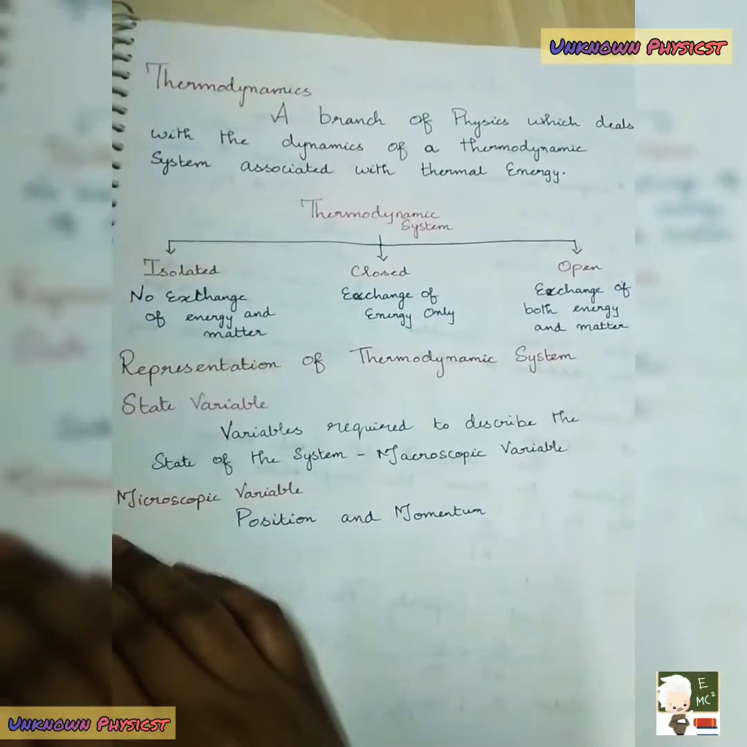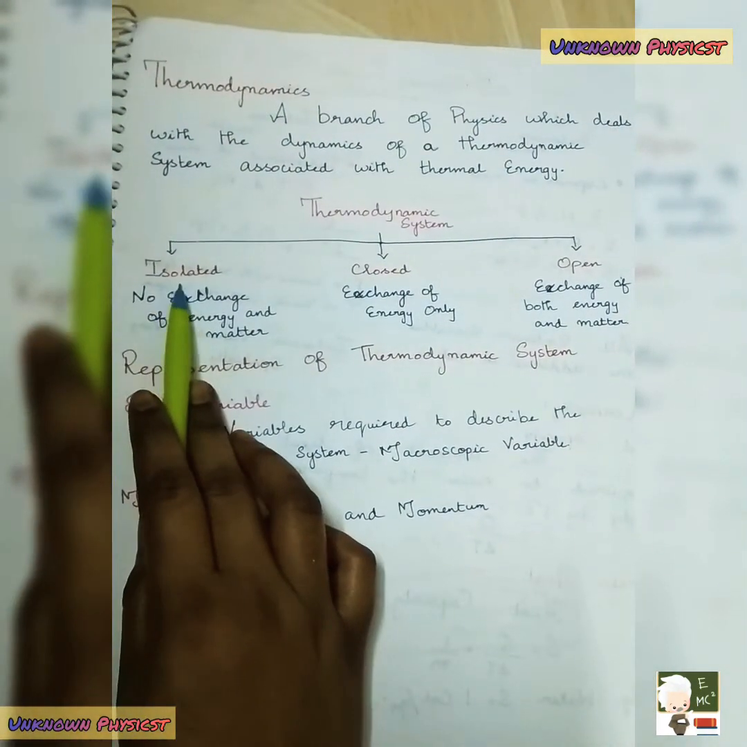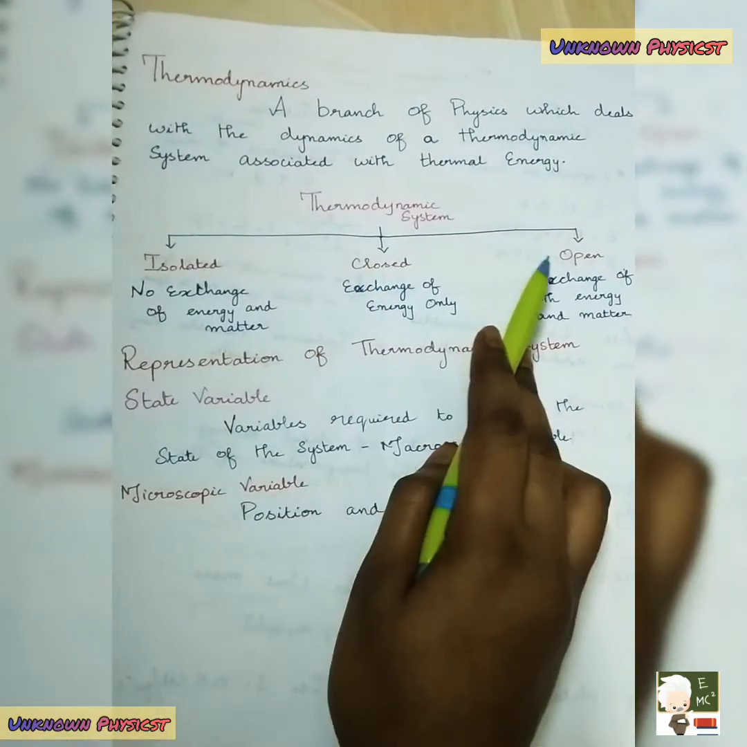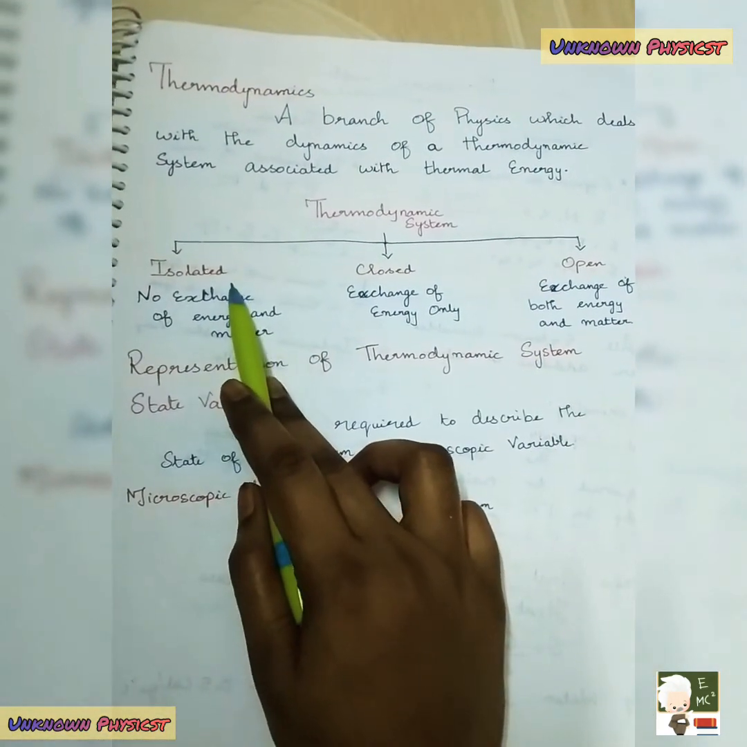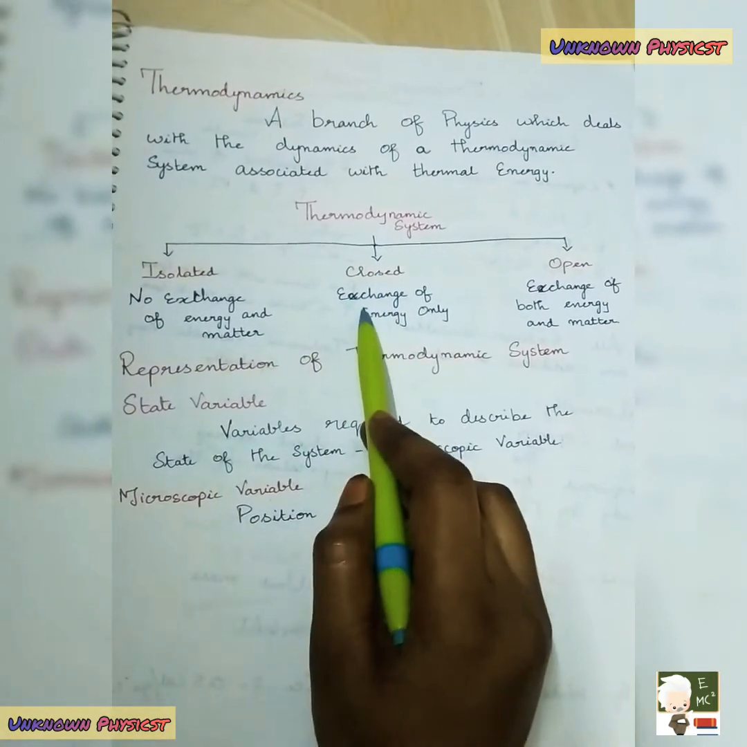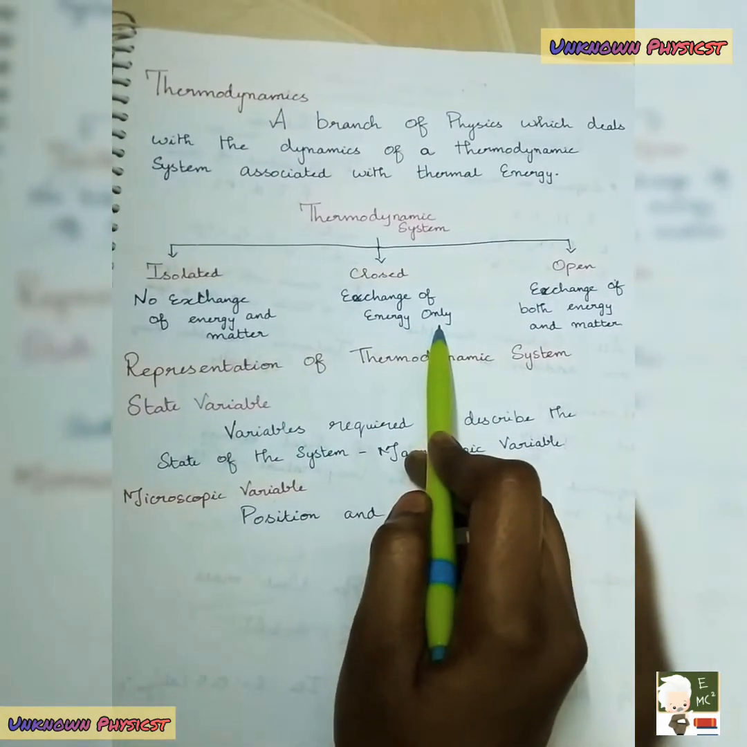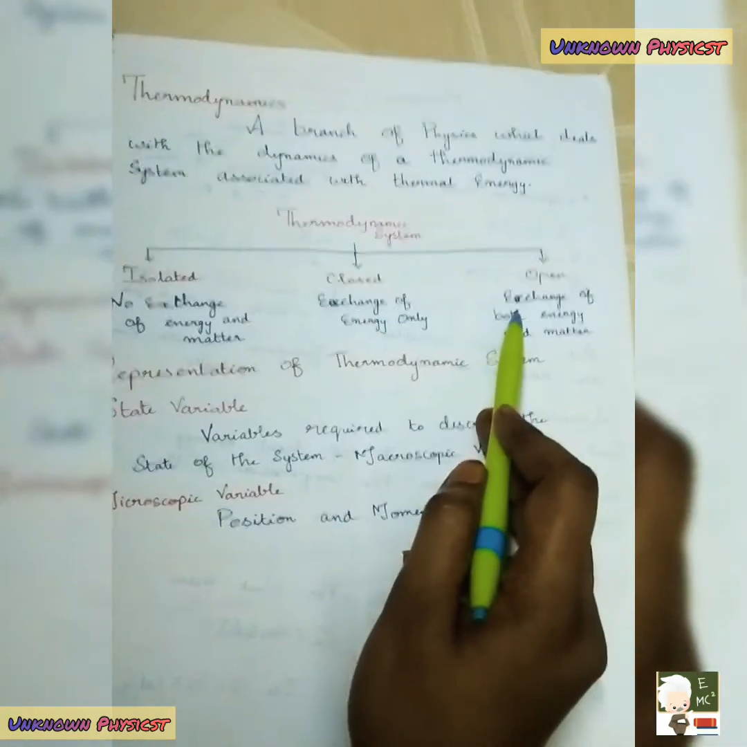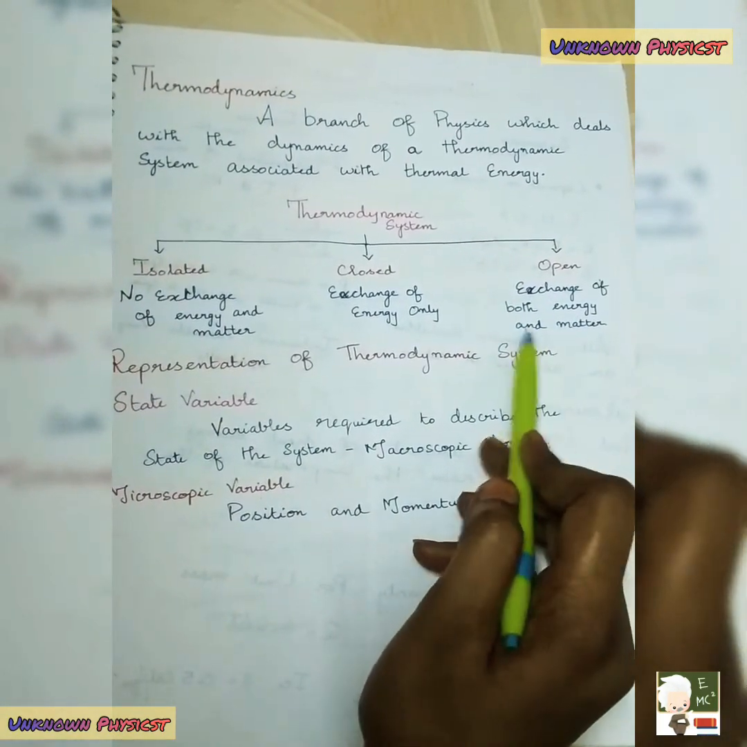A thermodynamic system is of three types. The first is isolated, then the closed system and the open system. In an isolated system, there is no exchange of energy and matter. In a closed system, there is only exchange of energy. In an open system, there is exchange of both energy and matter.